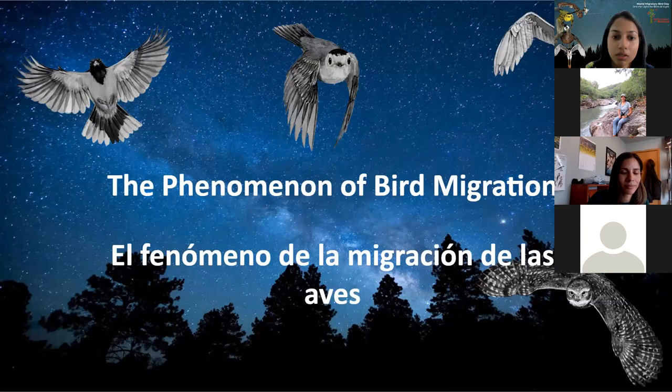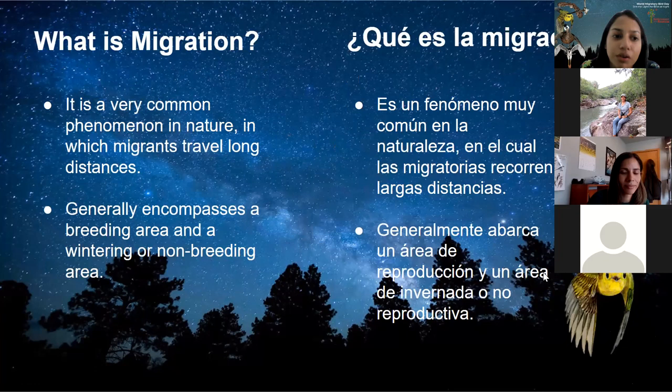So let's talk a little bit about bird migration and how incredible bird migration is. So what is bird migration? It is just a very common phenomenon in nature in which migrants, in this instance birds, travel very long distances. And it's incredible to think about how these birds, creatures, can fly such long distances, from the smallest warblers to owls. It's incredible to think how they can do this migration. It's really a phenomenon in nature, and it generally encompasses breeding and wintering and that sort of thing.